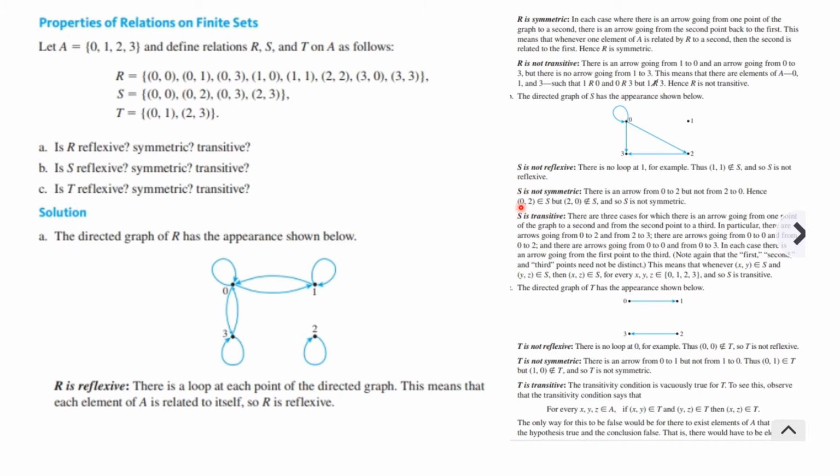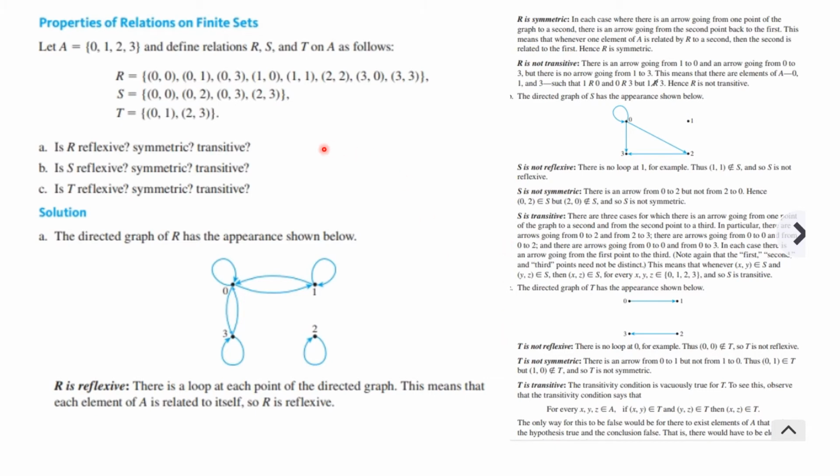It's not symmetric because you have 0 is related to 2, but 2 is not related to 0. It turns out it is transitive. There are 3 cases that you have to look at, and you can verify that all of those are true. So this is not reflexive, not symmetric, but it is transitive.